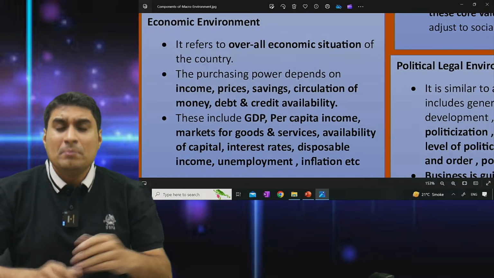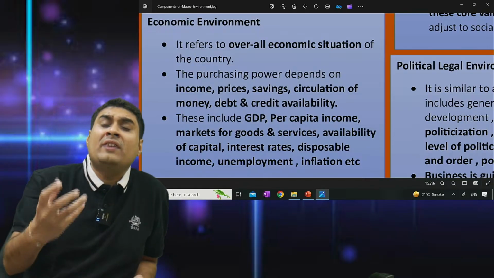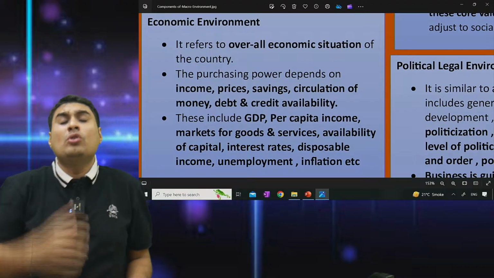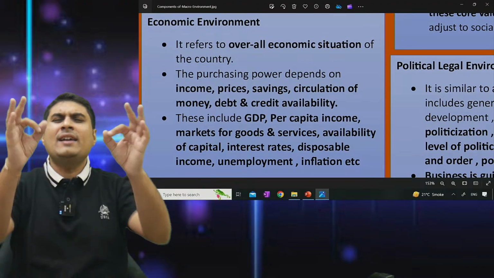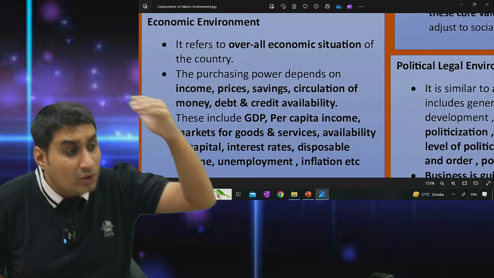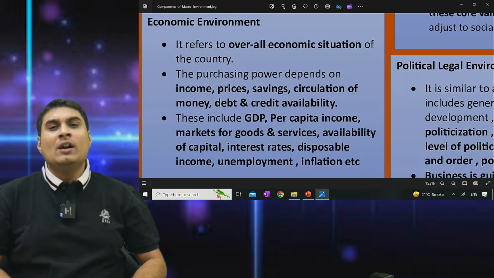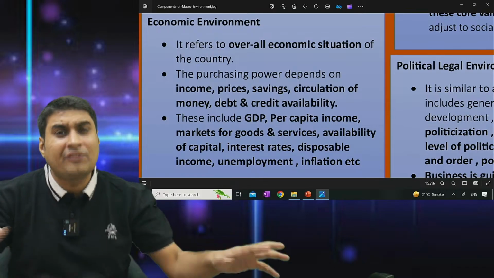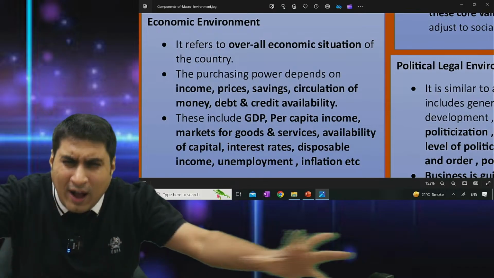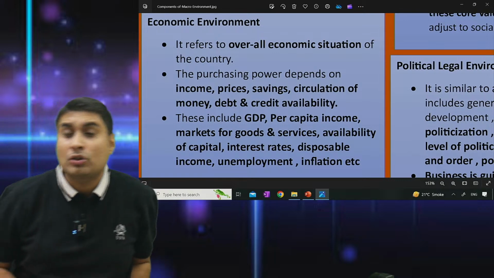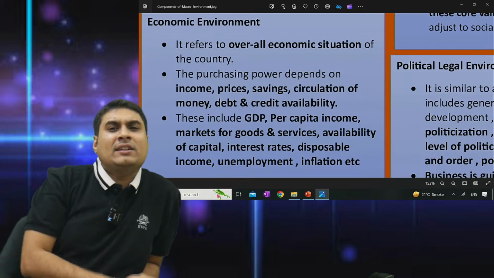Always understand, business or people want to do business where economic situations are good or bad? Good. Let me take an example. Right now, what is happening in India? One who is rich is becoming more rich. One who is poor is becoming more poor. Okay, they are saying middle class is suffering because the tax rates are too high. Does economic have an impact on business? Yes. Let me take a practical example.